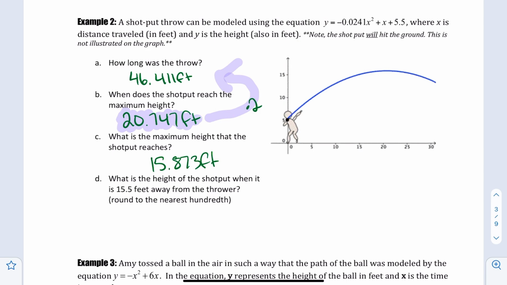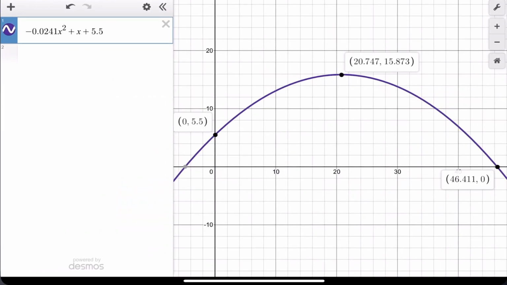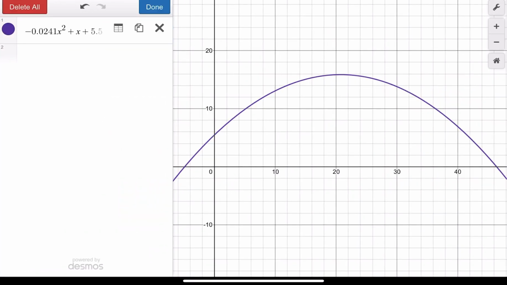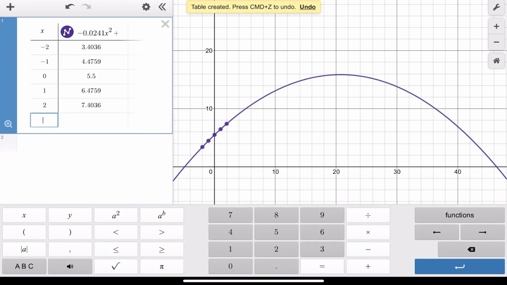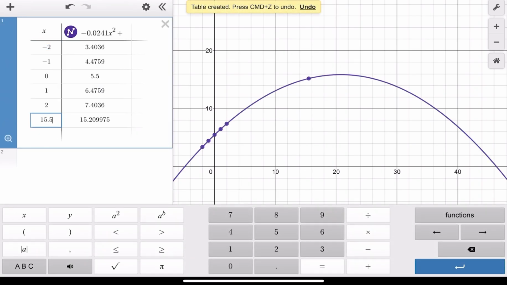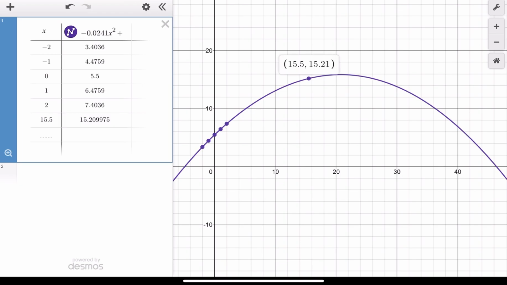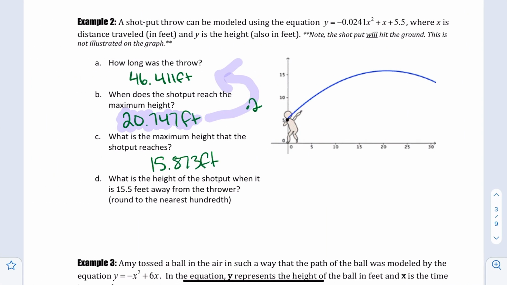And then it asks for the height of the shot put when we are 15.5 feet away from the thrower. And so what I'm going to do is take my equation, go to settings, click on the table, and plug in 15.5 feet away. And when I plug in 15.5, I can see that the output that I'm given is 15.21. In the table it says 15.209975, but since it wants me to round to the nearest hundredth, I'm going to use 15.21.